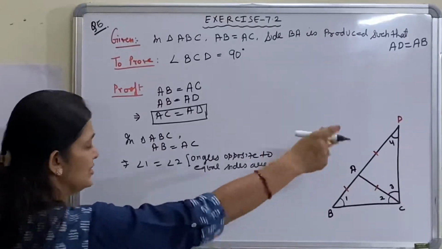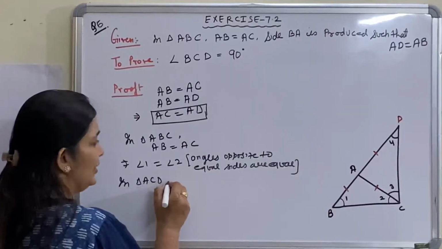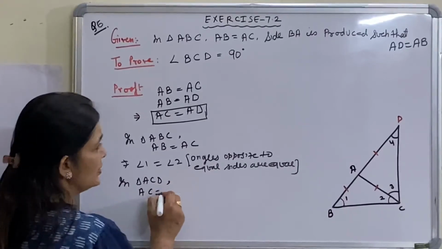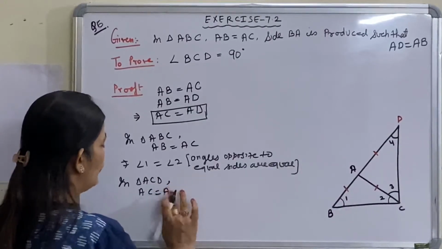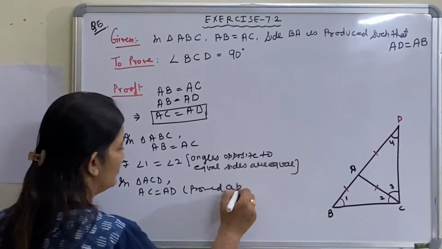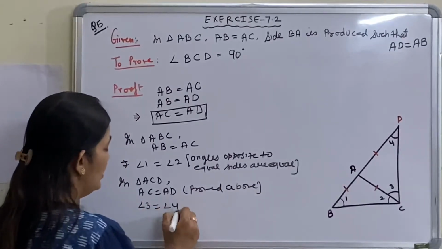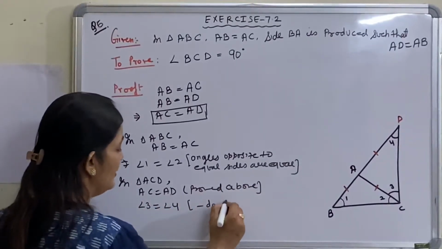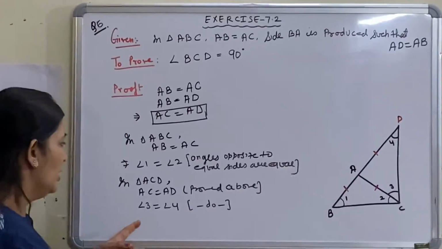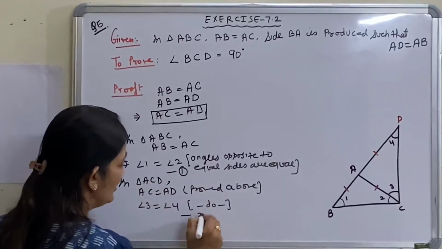Similarly, in triangle ACD, AC is equal to AD. We have proved this above. So there implies angle 3 is equal to angle 4. The reason will remain the same as we wrote above. Now, 1 is equal to 2 and 3 is equal to 4. These are the two equations.